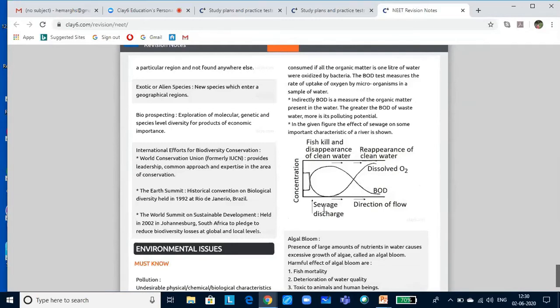So these are the concepts we are supposed to cover in this lesson, which is very important. As I said, you should know the names of some of the important zoos, sanctuaries, and national parks, and the state where they are, and which animal is protected in those national sanctuaries. All this list you need to prepare so that questions can be asked from them also.